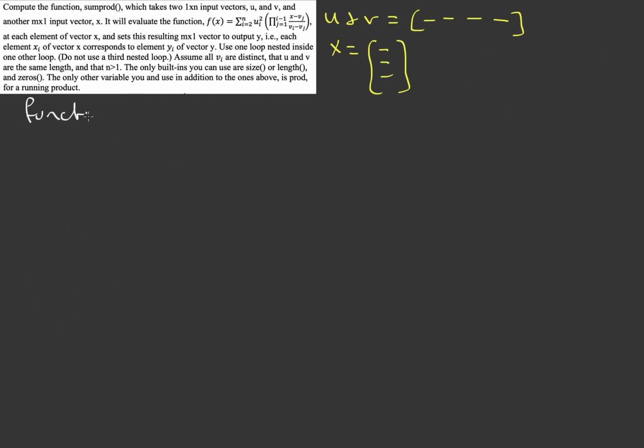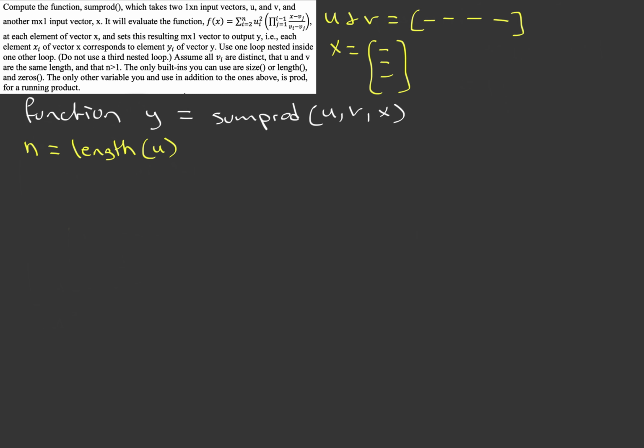We have our function header, which is a function, y is the output. Our name is sumProd. And our inputs are u, v, and x. Now, in order to do this, we have to find the dimensions of u and v. So we know that if we say n is equal to the length of u or v, either one, we're going to get its length. And then once we have that, we know how many times we can go through with our series.